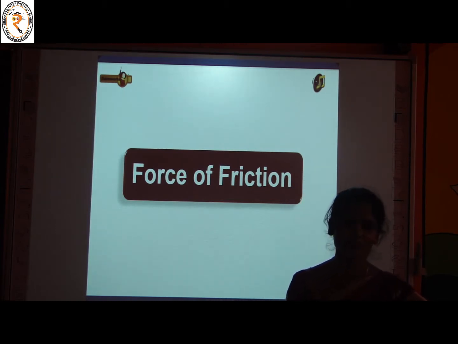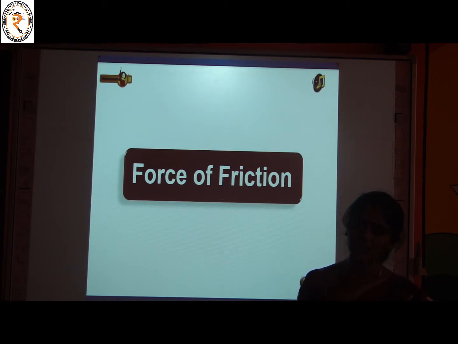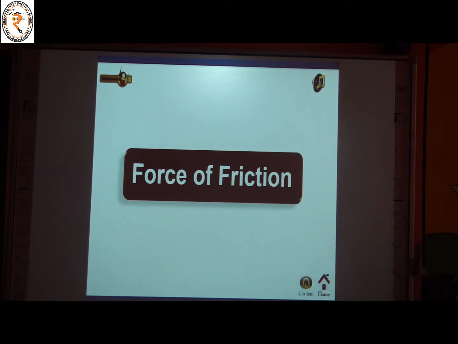Why is the heat produced? The heat is produced because of a frictional force. So today's class we will discuss a topic, friction. What is the name of the topic? It is friction. Force of friction. It is our topic, Chapter 12 in physics.